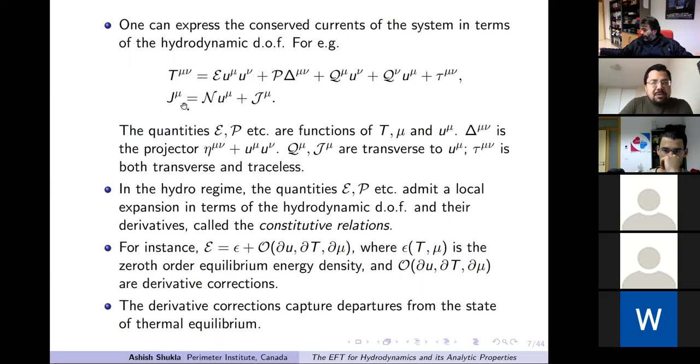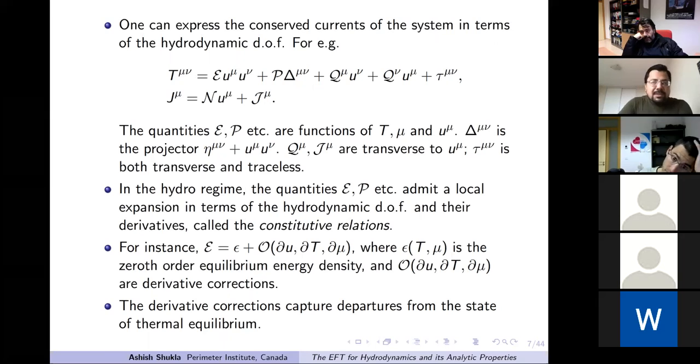Similarly, I can decompose my current J^μ as some function n times u^μ plus some component script J^μ, which is orthogonal to the fluid velocity u^μ. Okay, so this decomposition of the energy momentum tensor or the U(1) current is very generic. This has nothing to do with hydrodynamics.